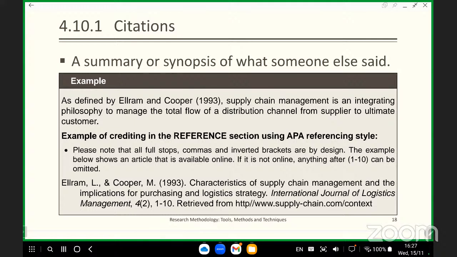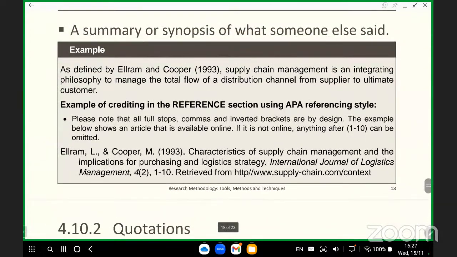Jadi kena masukkan, kena cited the literature yang you have in hand, that you also want to adopt and adapt the statement that they have in their journal, and doing it secara respectfully, okay, secara properly. Jadi di sini example-nya begini, as defined by Ellram and Cooper. This is the journal that he or she referred to. Supply chain management and integrating. This is something, okay, tidak bermakna you ambil ini totally daripada ayatnya, exactly daripada journal itu.